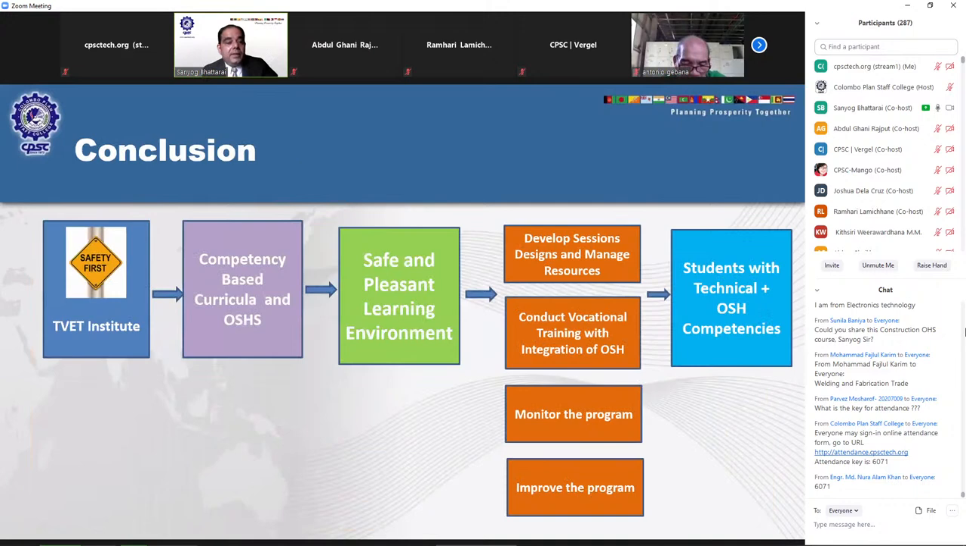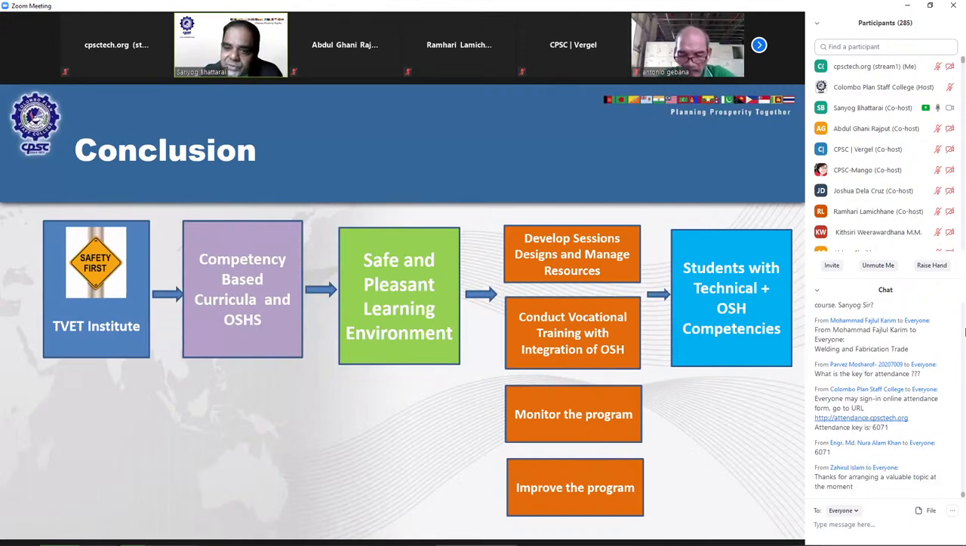And in conclusion, for the TVET institution: safety first, as you know. We have to put this signage everywhere. Maybe the first step for a TVET institute is to start putting this signage where appropriate. A TVET institute has competency-based curricula and OSHS, occupational safety and health standards, which make our learning environment safe and pleasant, where our students gain the competencies of a certain occupation. After that, we have to develop session designs, manage resources, conduct vocational training with integration of OSHS, monitor the program and improve the program.